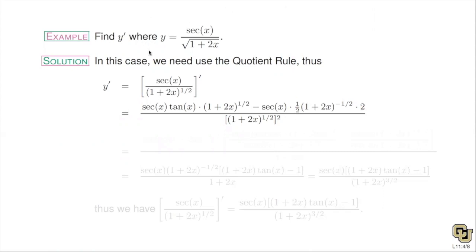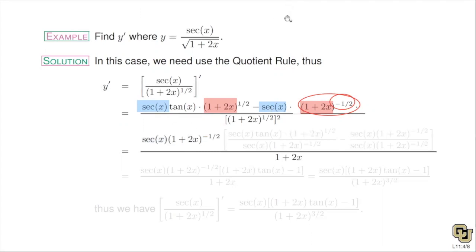The other thing I'm looking for are common terms. So this 1/2 and this 2 are gone. The common terms I see are the following. First, 1 plus 2x is a common term, and secant of x is a common term. For the 1 plus 2x, we factor out the lowest power of the common term. So I'm going to factor out 1 plus 2x to the minus 1/2 and secant x. That's what I'm factoring out.